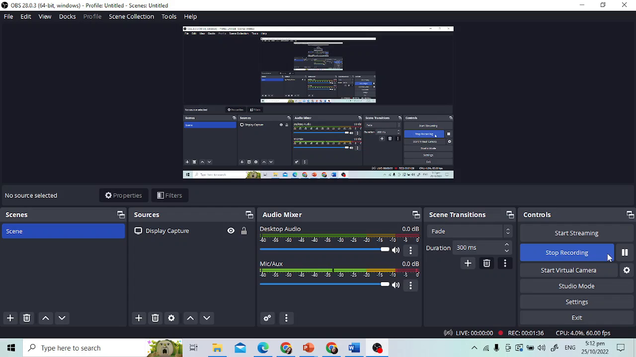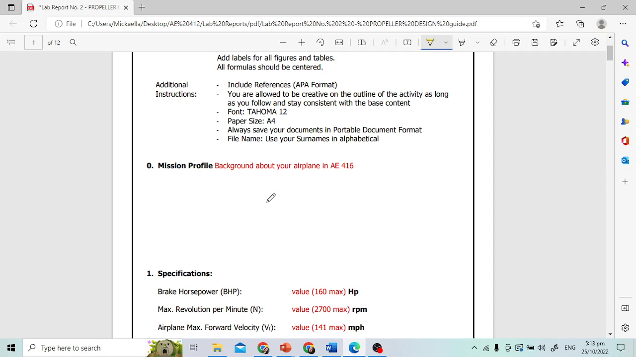Okay, so going back. Yeah, ano bang laman ng ating mission profile? It says here, background about your airplane in 416. So, ang pinakalaman lang niya, pretty much, if your aircraft is trainer, which I believe lahat naman trainer aircraft, give a little bit of background. And gusto ko din makita dito yung goal or objective ng inyong conceptual design. Pretty much background lang talaga siya ng aircraft nyo for year 416.